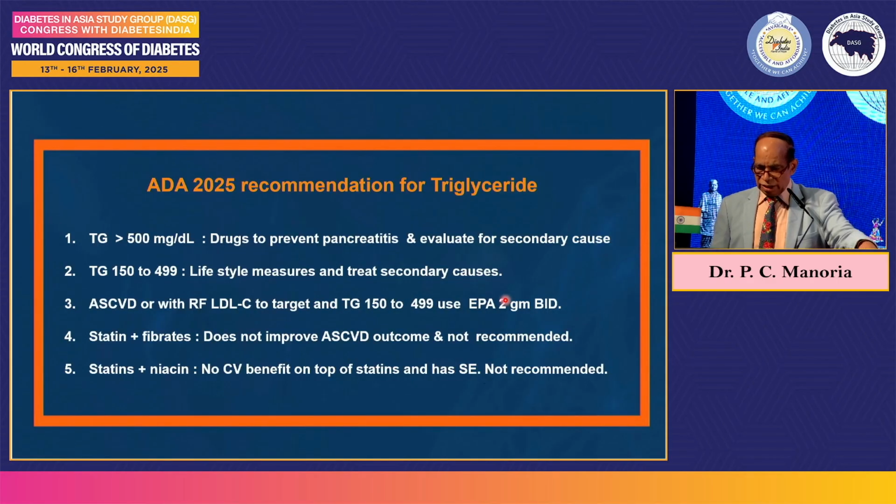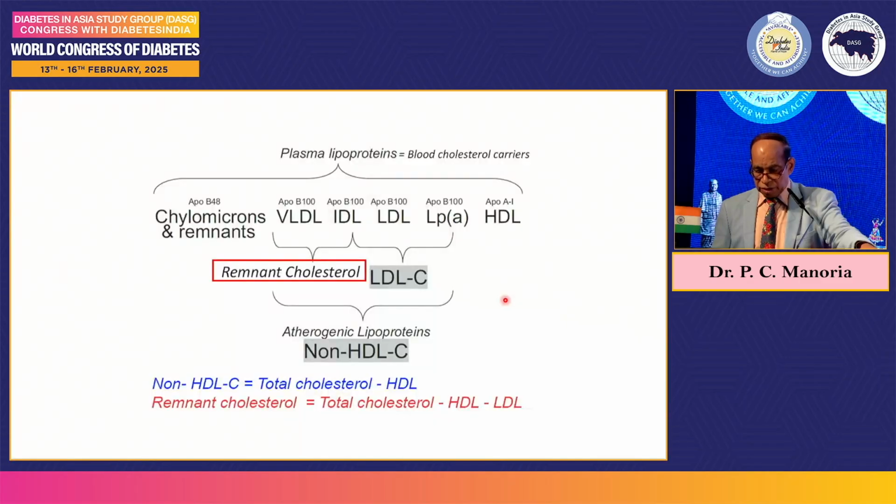So what does ADA 2025 say? Triglyceride more than 500: look, treat to prevent pancreatitis, which is easy if you treat in time. 150 to 499: lifestyle measures and treat the secondary cause. This is a lifestyle problem. But if you have an ASCVD with risk factors, LDL to target, like the REDUCE-IT trial, use EPA. Fibrates and niacins are not recommended, they are just cosmetic therapies.